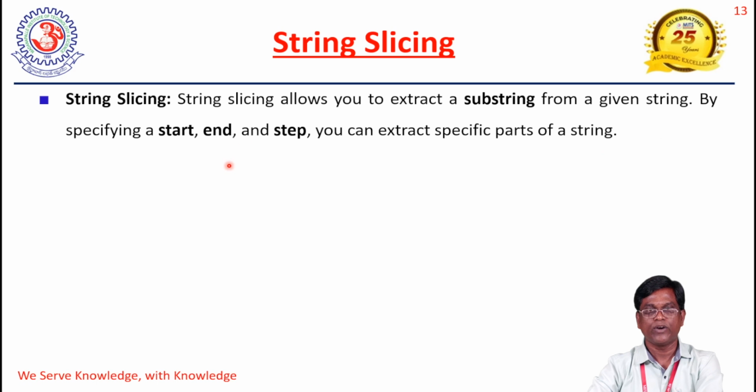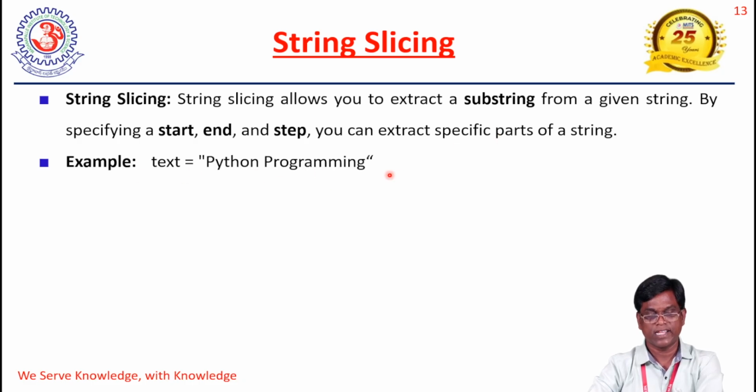So how can we do it? We need to specify three components of information: what is the starting index, what is the ending index, and we have to specify the step count. All these three are optional. Based on our requirement, I am going to specify either the starting index, ending index, or step count for accessing a substring from the main string.